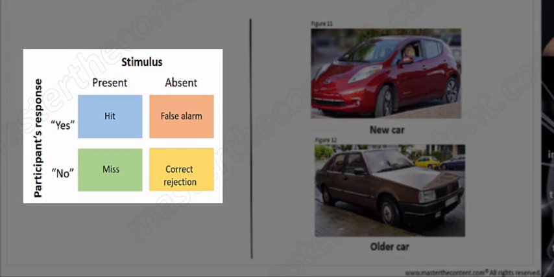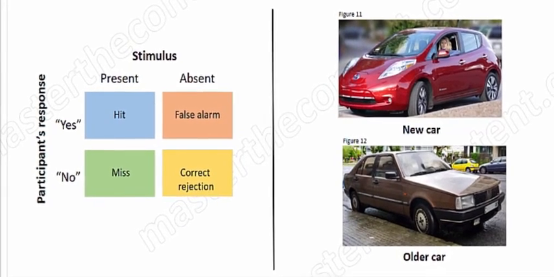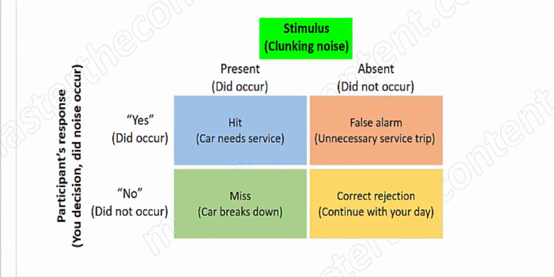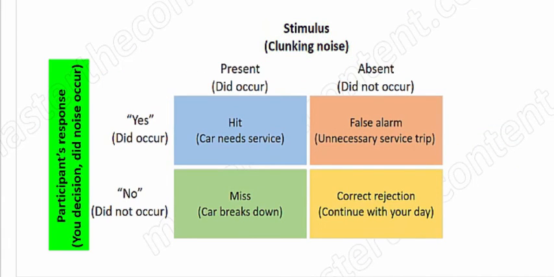Next, let's use the signal detection theory in this scenario to lay out the cognitive decision-making element. If we take a look here at the matrix, there are four possible outcomes, that being a hit, false alarm, miss, or correct rejection. Let's put the matrix into context with our example. If we zoom in a bit here, the signal or stimulus is the clunking noise. The participant's response is whether or not you heard the clunking noise coming from the engine.